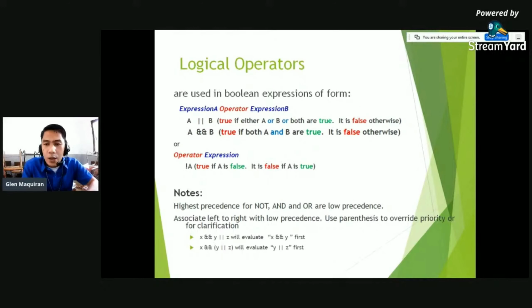Okay, so, ano yung cursor ko? Okay, A or B. When you say A or B, magkaiba po yung or at saka and. A or B is true if either A or B or both are true. It is false otherwise. So what does that really mean?